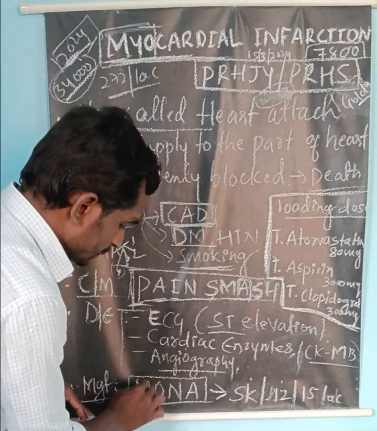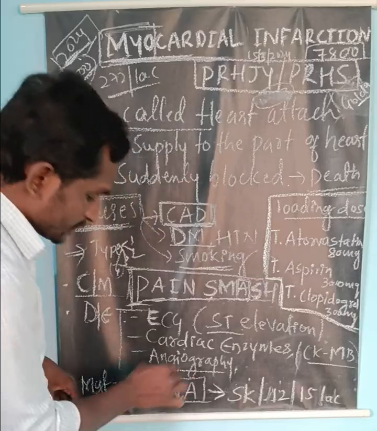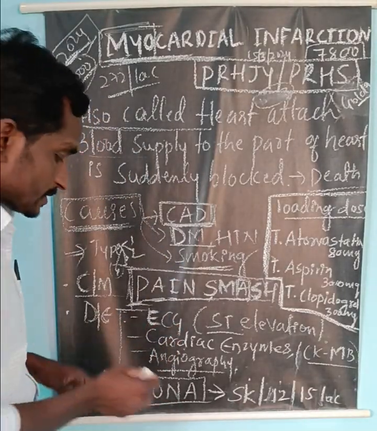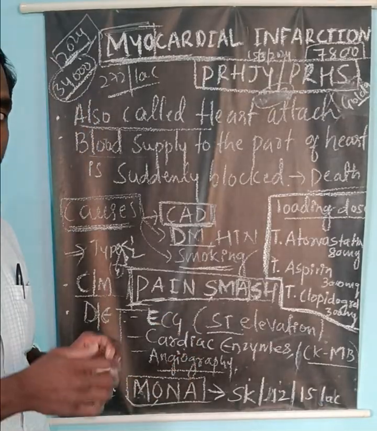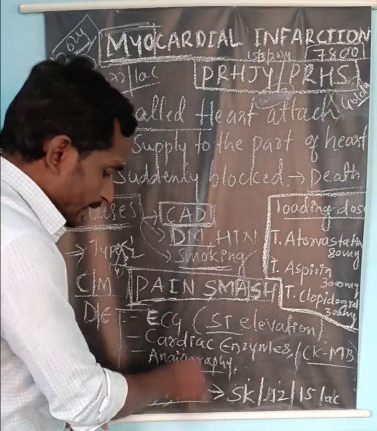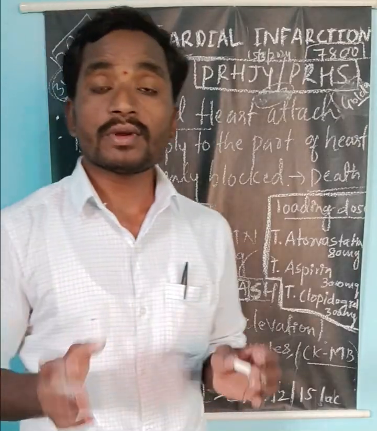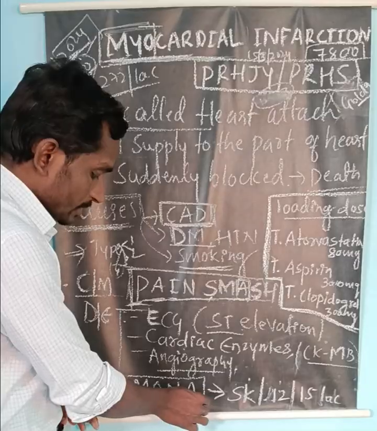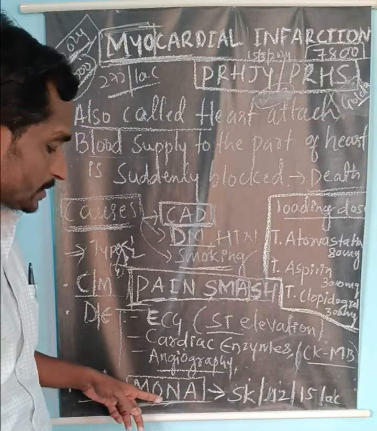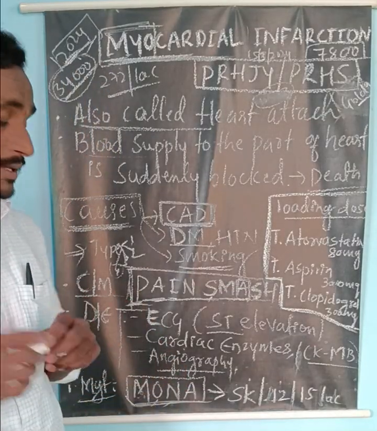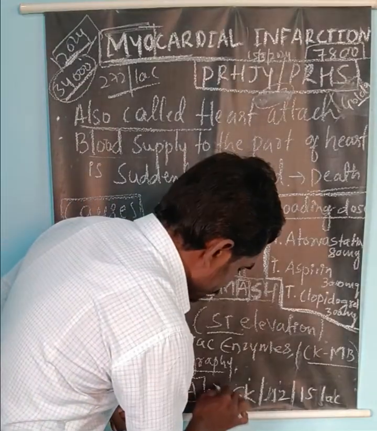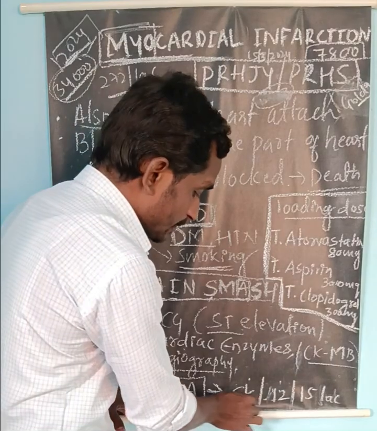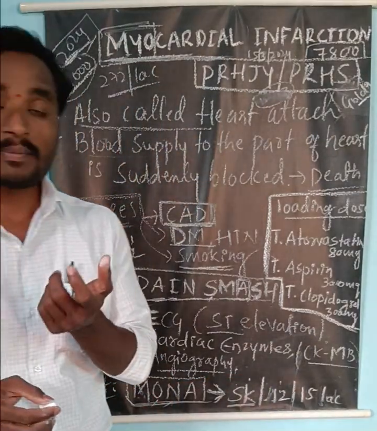Now coming to the management of myocardial infarction. Immediate management includes MONA: morphine, to relieve the severe chest pain; oxygen administration, to restore blood oxygen; nitrate; and aspirin. This is the most important immediate response to myocardial infarction. Also, to dissolve the clot, streptokinase therapy, that is thrombolysis therapy, is very important.